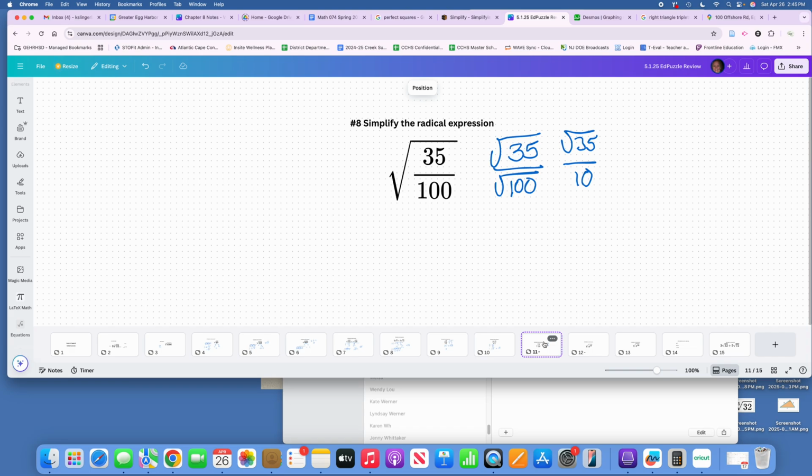But what if you didn't know that 100 was a perfect square? You still can look at this and go, okay, I can't divide 35 by 100. I'm still going to break it up into those two radicals. So we'll leave radical 35 up top. We'll put radical 100 on the bottom. And I'm going to break this up into its primes, which is 5 times 7.